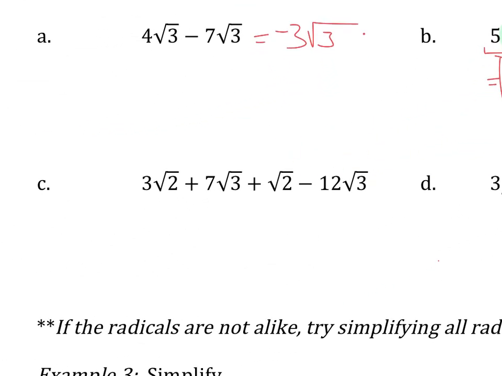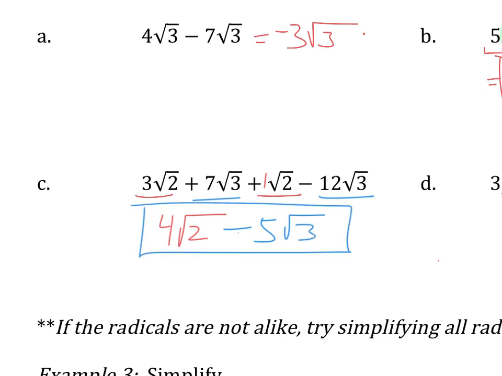What about this? Which ones can we combine? Well, combine the like radicals. We've got 3 square root of 2 plus, how many square roots of 2 is this? Well, it's 1. So this is 4 square root of 2. And then we have 7 square root of 3 minus 12 square root of 3. And so that's going to be negative 5 square root of 3.